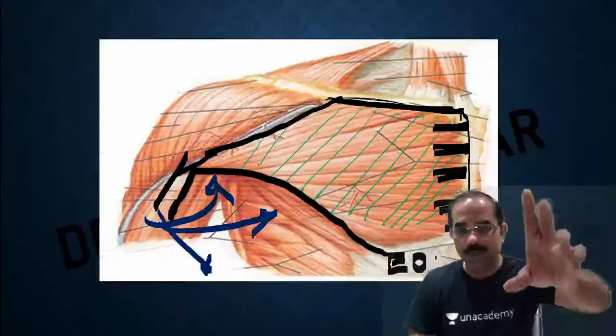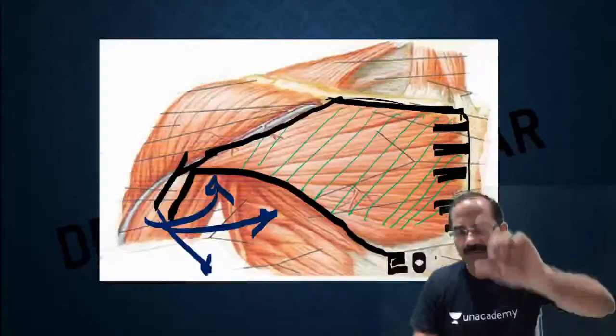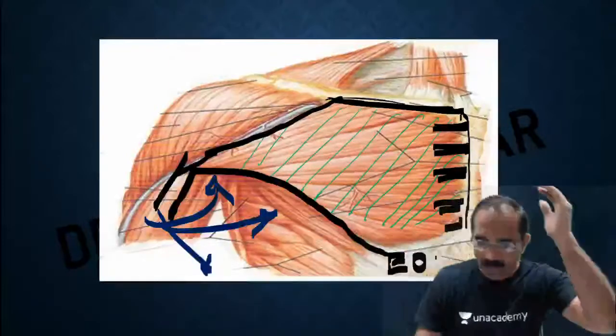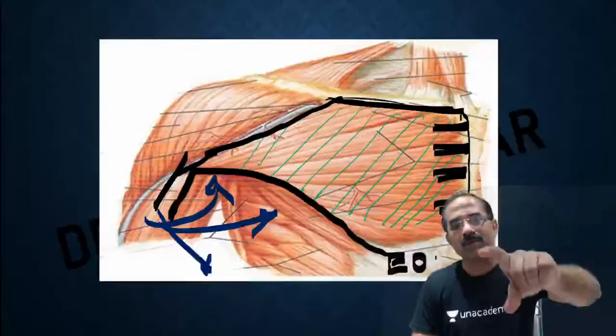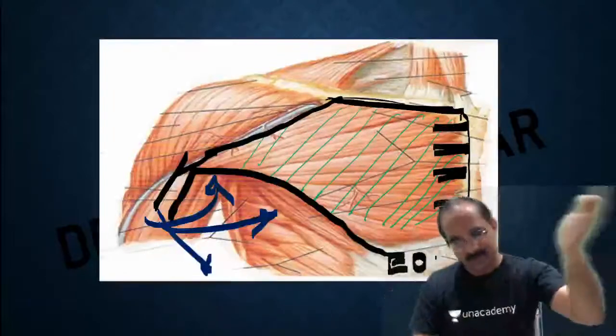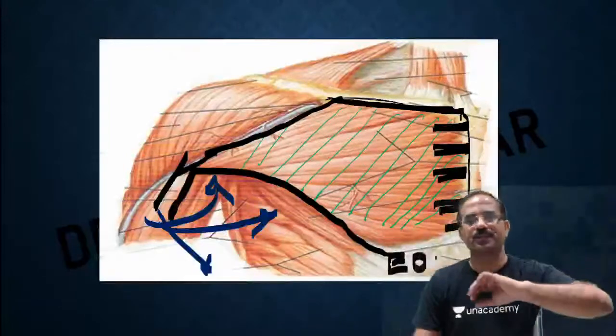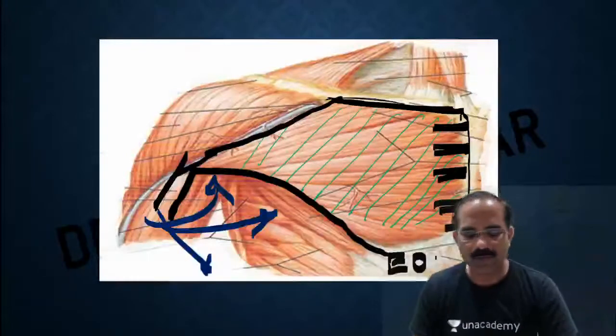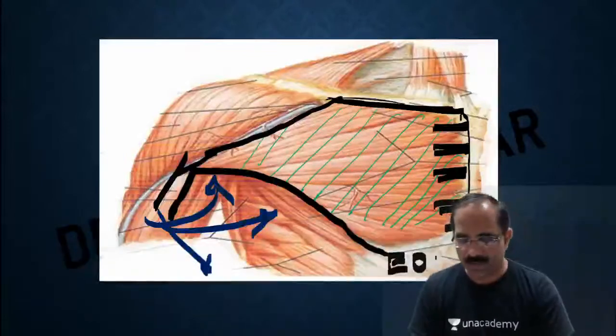Perfect. Remember, how do you remember actions? You just know the origin, you remember the insertion, and remember when a muscle contracts, it always brings its insertion close to its origin. That's it. That would be the action. So that's the action of pectoralis major.